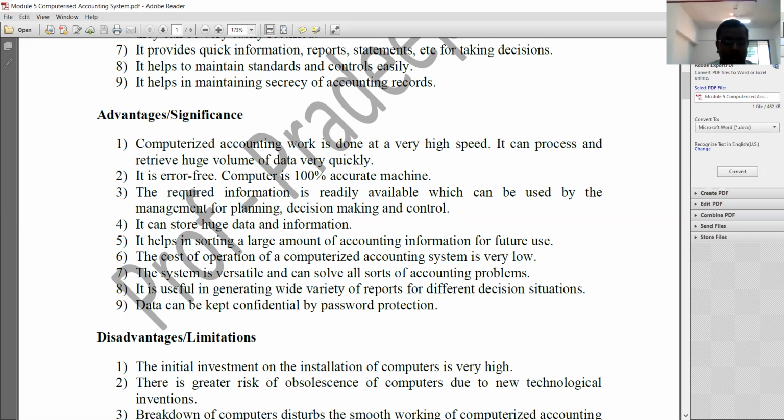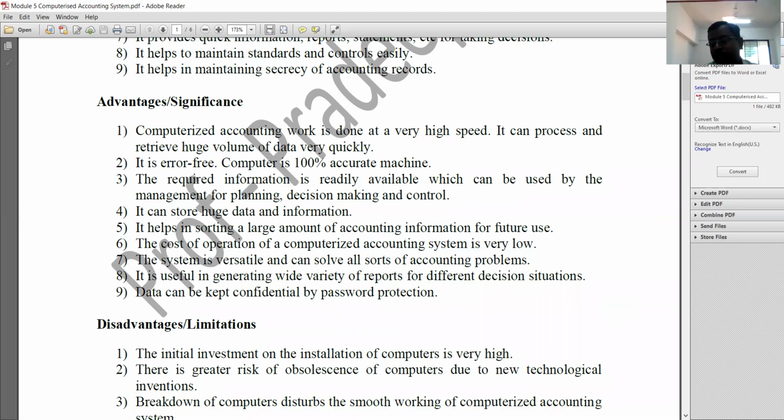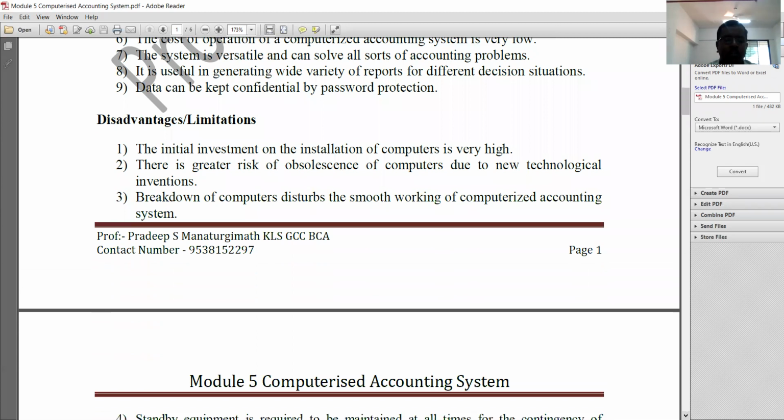The eighth one is that it is useful in generating a variety of reports for different decision situations. Whatever statement you need, like a cash flow statement or fund flow statement, you can generate it immediately as per your requirement in a computerized accounting system. And the last advantage is that data can be kept confidential by using password protection. So these are some of the important advantages or significance of this computerized accounting system.